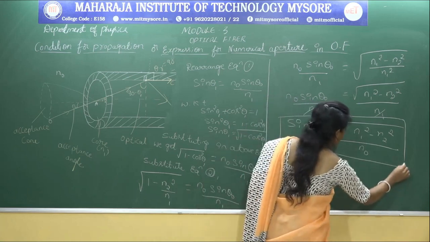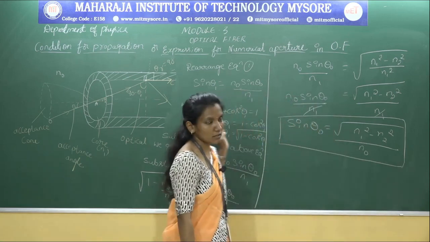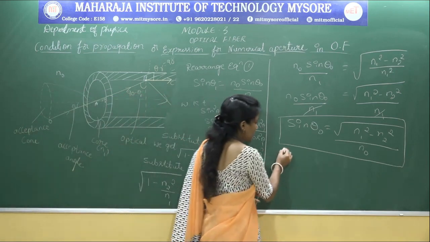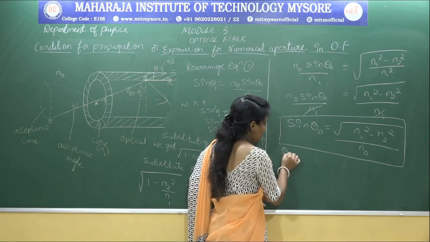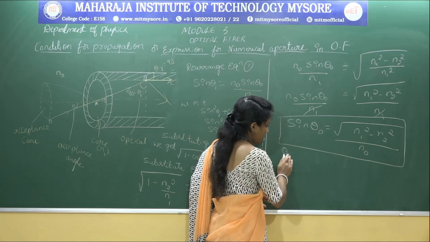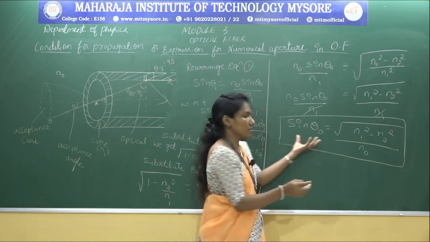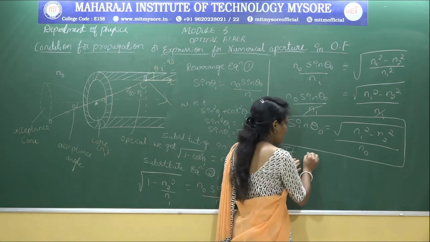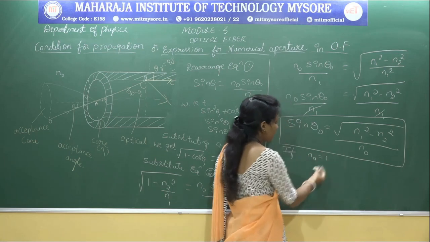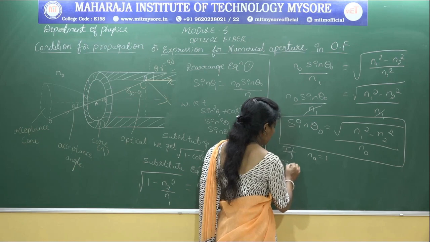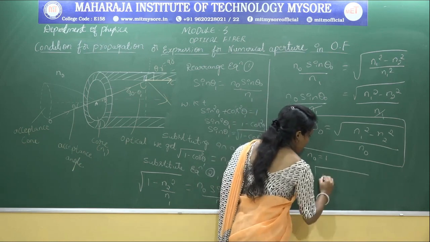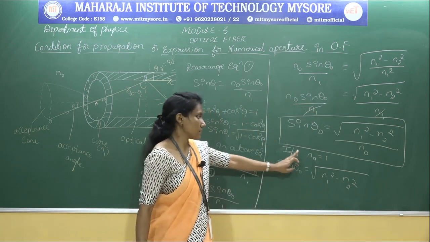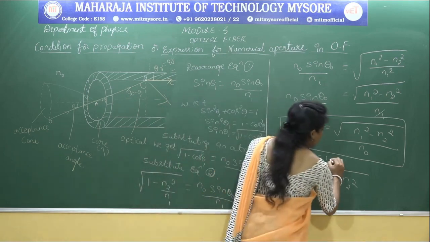So this is one expression. But what is the condition for the ray of light to work? That is, the angle of incidence theta naught is greater than... And if this optical fiber is placed in the surrounding medium, that is in air, where n naught is equal to 1, then what we will get is sin theta naught is equal to root of n1 square minus n2 square. So that is sin theta naught when we place it with n naught equal to 1, that is in the surrounding medium.